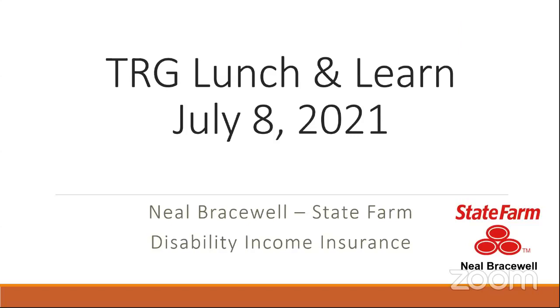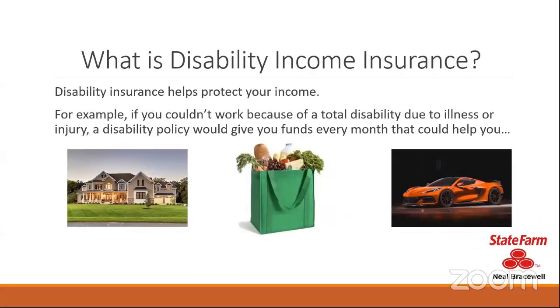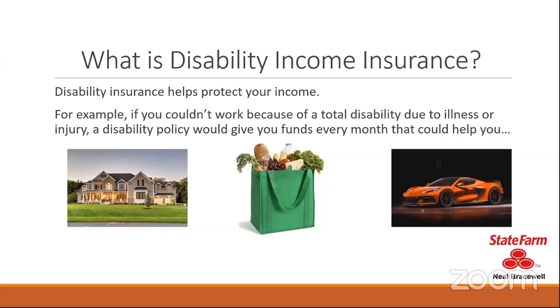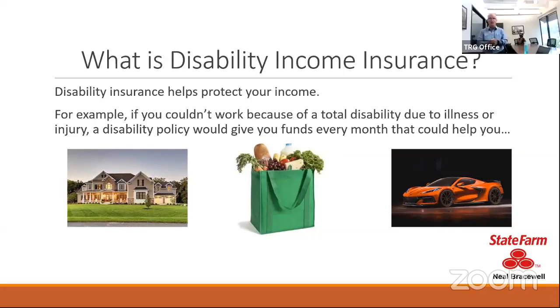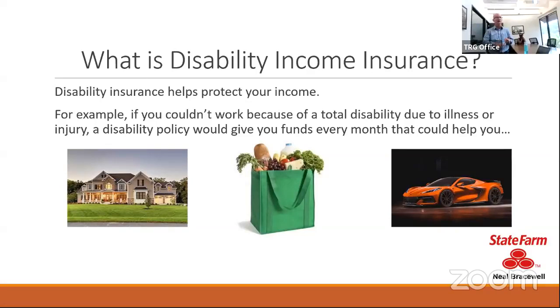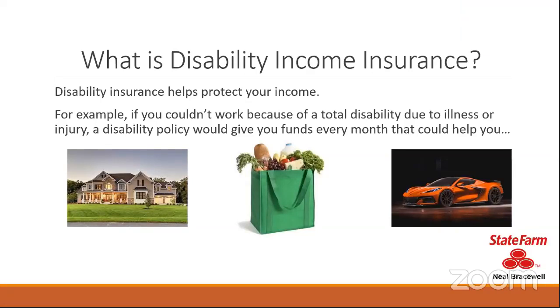Talk about disability insurance. We'll go ahead and get started with what is disability income insurance. Disability income insurance is going to help protect your income. As a realtor, your income is obviously your commissions. If you are unable to work and you are not getting an income, then what would you do if you were hurt or injured? For example, you can use your disability benefits to pay for things like your mortgage, groceries, or your car.